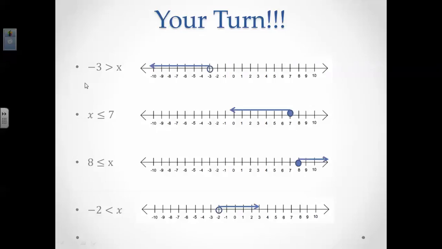So you can see open circle on -3 and less than is to the left. Solid circle on 7, less than is to the left. Once again, pay attention to your orientation here. Solid circle on 8 to the right. Open circle on -2 and to the right. So these are the challenging ones for a lot of people because of the orientation of the x.